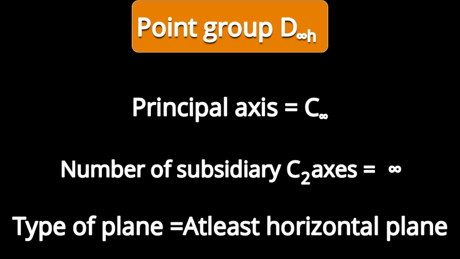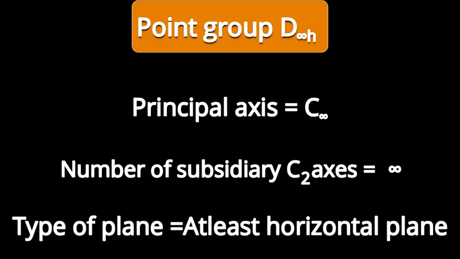Capital D is used for what? It is a collection of operations where the number of subsidiary C2 axes is equal to the order of the principal axis. Here the order of the principal axis is infinity, so the number of subsidiary axes will be infinity. That is the second piece of information given by this label.